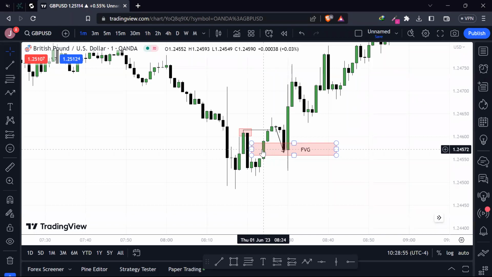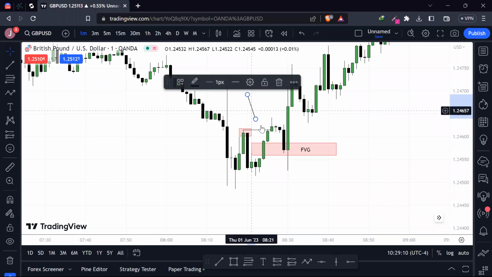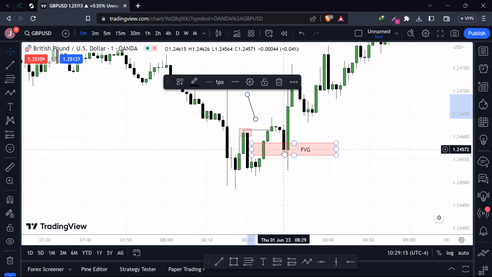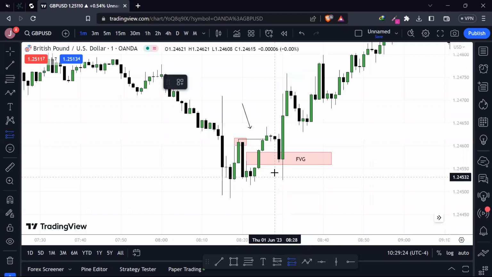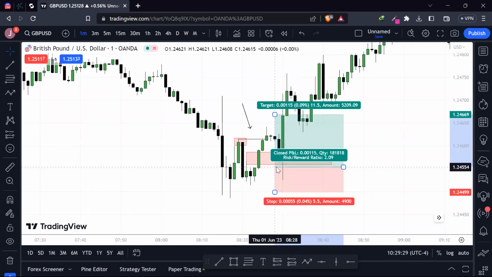Fair value gap means, as the name says, fair value, so the price has not given opportunity to the buyers or the sellers. So the sellers come down and fill the fair value gap. You see, when it goes all the way in, it fills the fair value gap. Our entry will be here, long, preferably here. We don't take our entry from here.